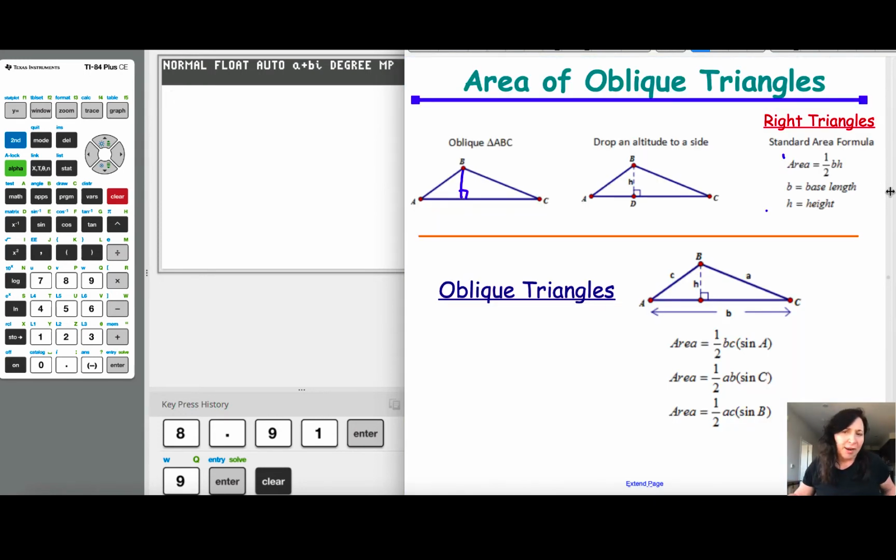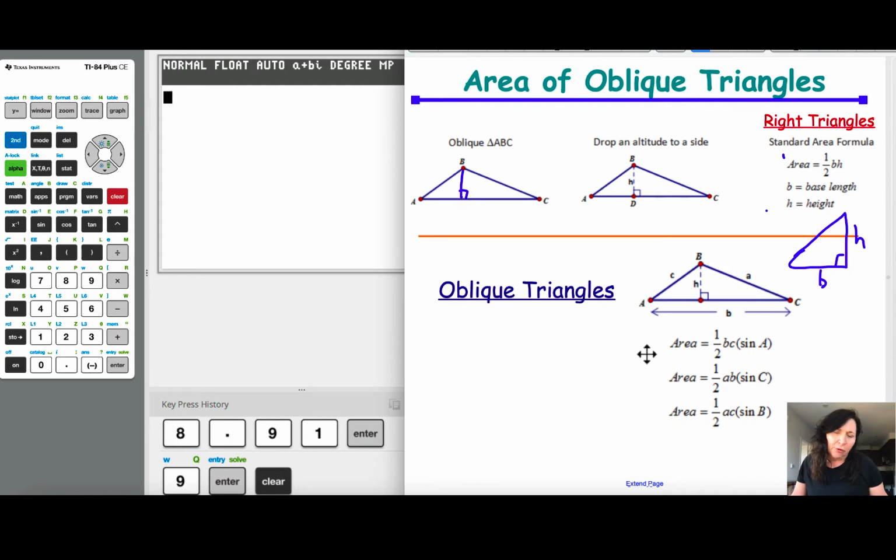In an oblique triangle, you do have a height. The height is perpendicular, but in the past, you might have tried to find the height of a right triangle where you have a clear base and a clear height, and the base and the height are perpendicular. But now we're trying to find the area of a triangle that's not a right triangle. So I'm going to show you two ways to do that today.